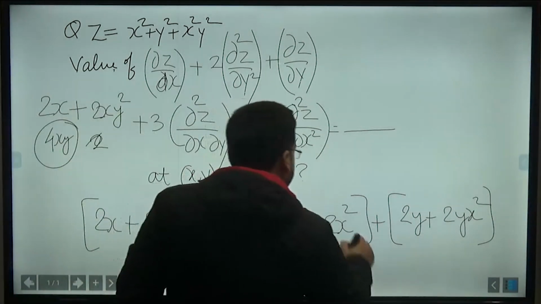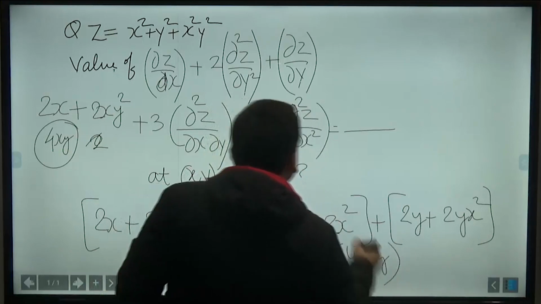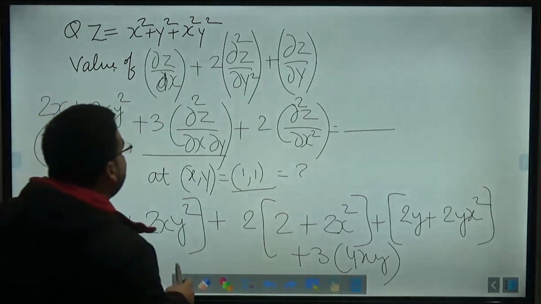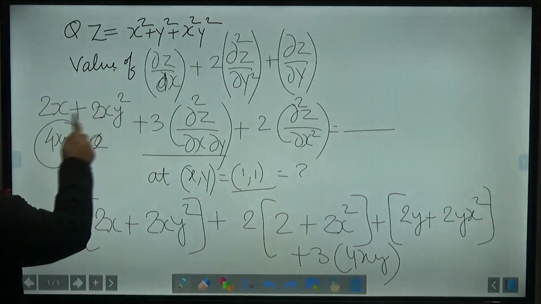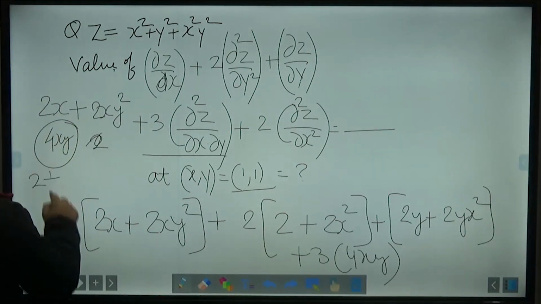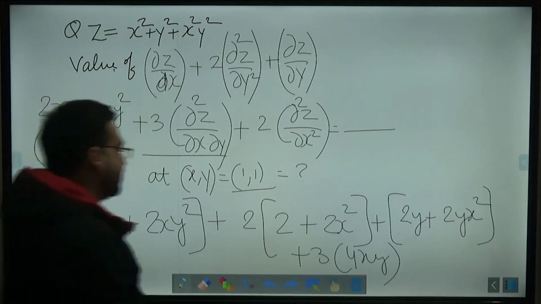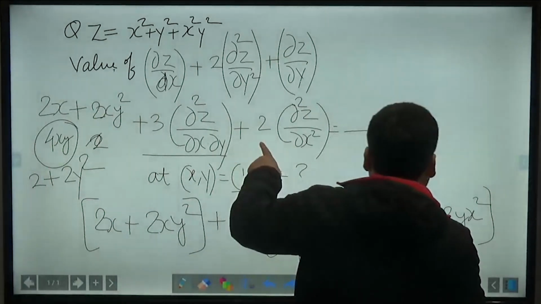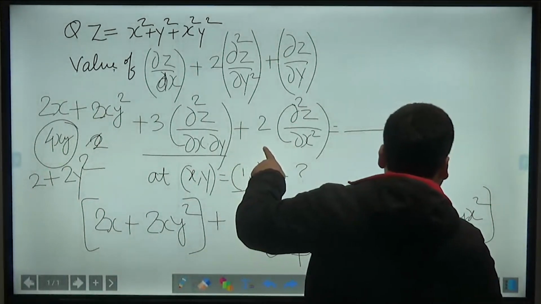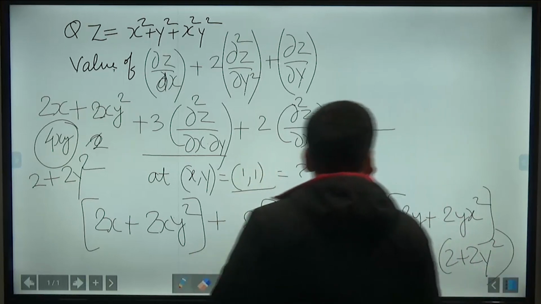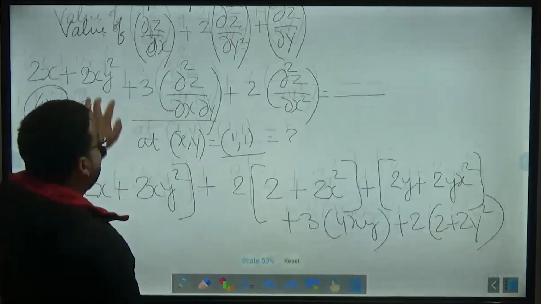So plus 3 times of 4xy, and plus 2 times of dou square z upon dou x square. So again with respect to x, it will be plus 2 times of y square. So 2 plus 2y square. So it will be plus 2 times of 2 plus 2y square. That is what ultimately I will be getting.